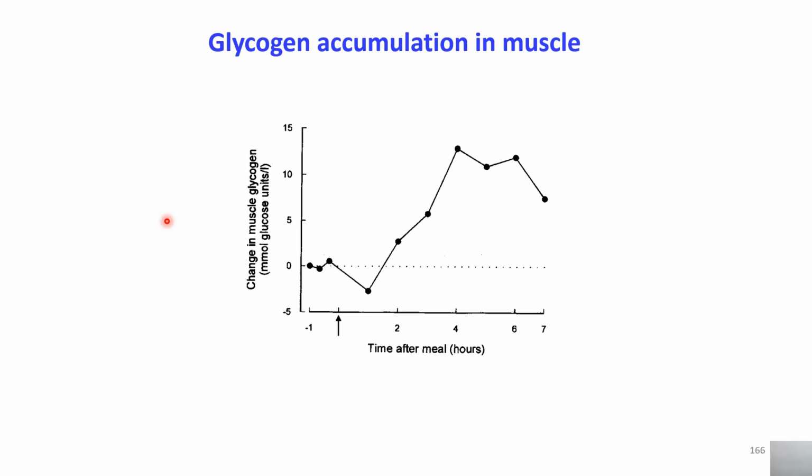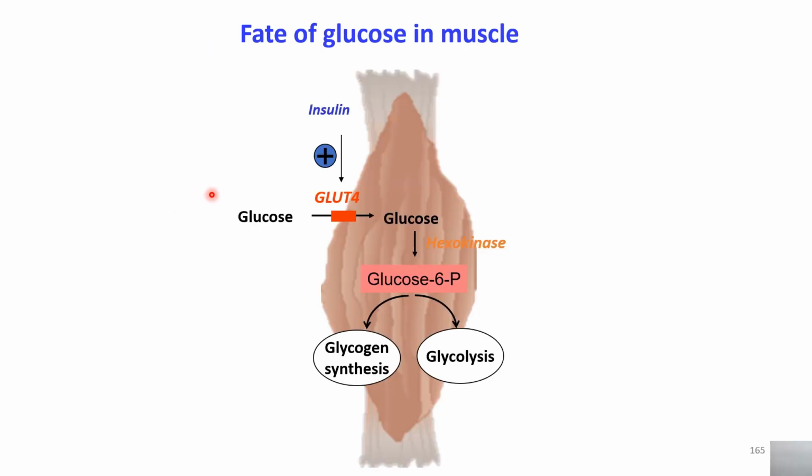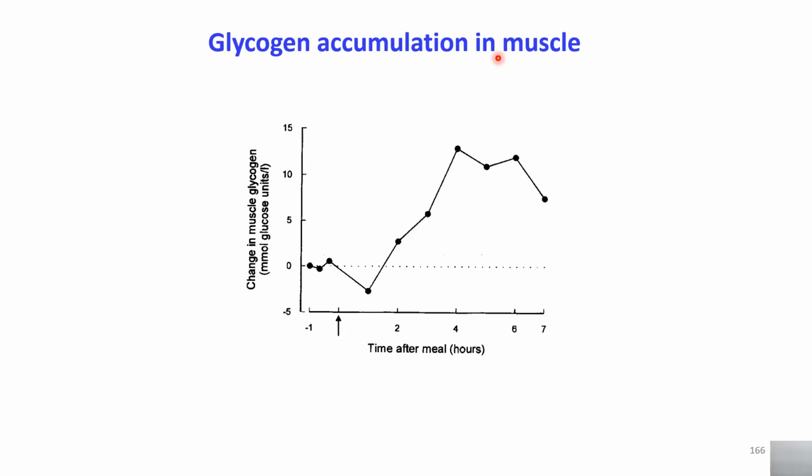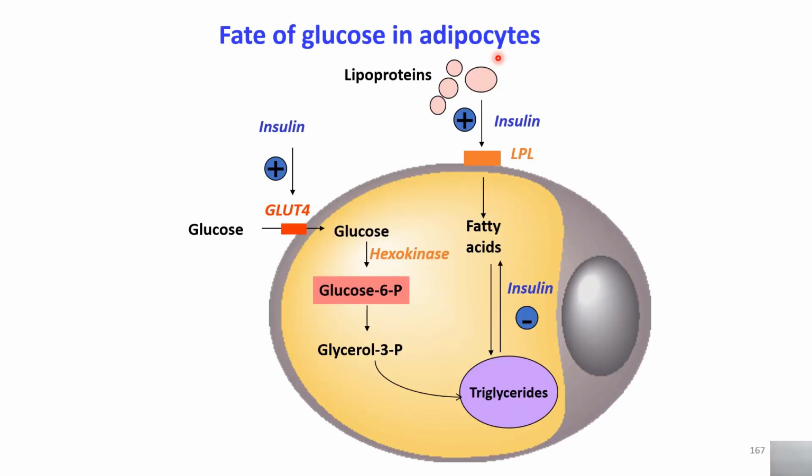Fate of glucose in muscle: glucose is taken in and used for glycogen synthesis or glycolysis. Fate of glucose in adipocytes is also self-explanatory. Glucose is taken in as glucose 6-phosphate, then converted to glycerol 3-phosphate and triglycerides. On the other hand, insulin also acts through LPL to take in fatty acids.